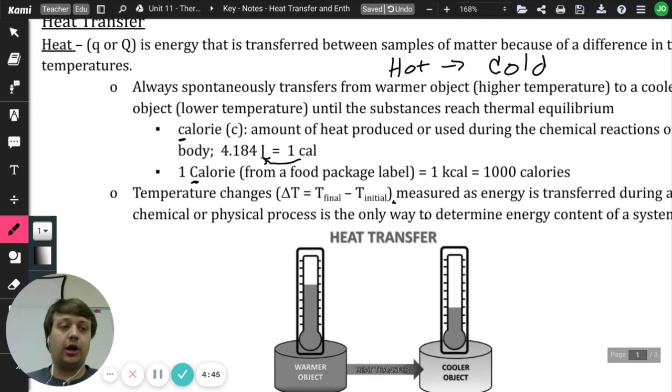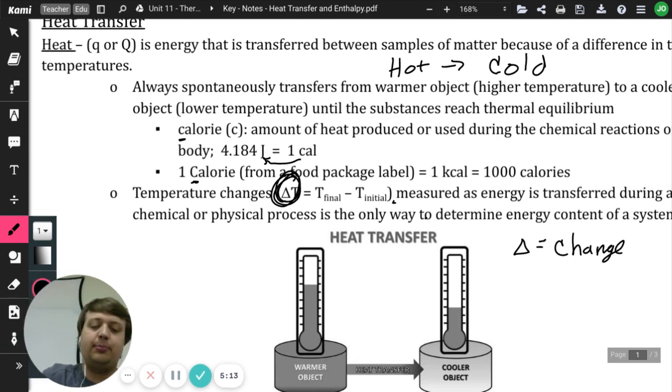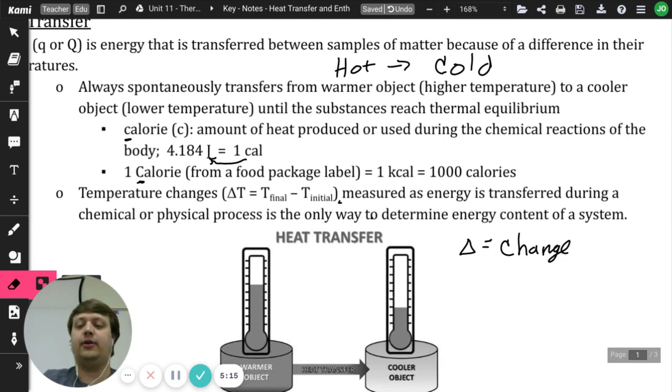Now, we know when we have a change in temperature, the simplest way to figure out what that change is going to be is you take your final temperature and subtract your initial temperature. So your final temperature minus the initial temperature. And remember that the little triangle there represents the change. So when we've got that triangle T, that represents the change in temperature.